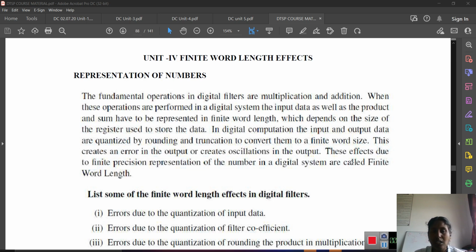That is a difference, right? This creates an error in the output or creates oscillations in the output. That is the major role: oscillation in the output. These effects due to finite precision representation of the number in a digital system are called finite word length effects. So finally, oscillation is followed.